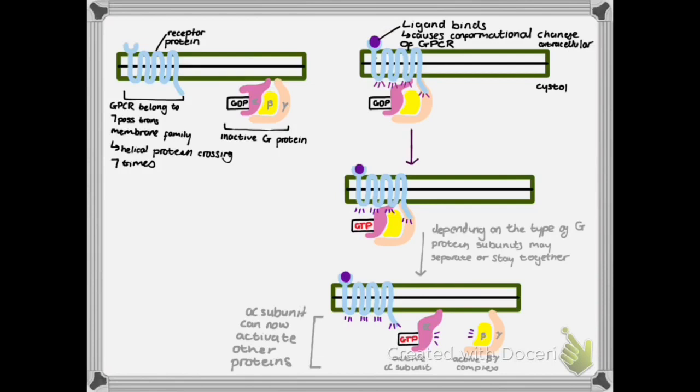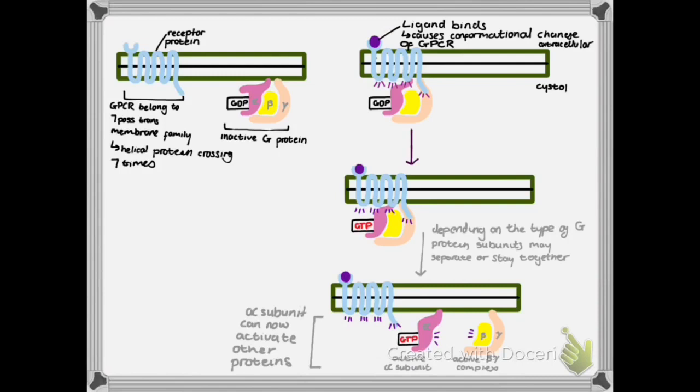And when a ligand binds to that, it causes a conformational change and activates the G protein, which is also near the membrane. So your G protein is made up of 3 subunits. You've got your alpha, beta and gamma subunits, and your alpha unit is associated with the GDP or the GTP molecule. So when it's inactive, it has a GDP on it, and when it's activated, it has the GTP on it. And depending on the type of G protein, the subunits can either stay together or separate apart. So you just have your alpha unit and then your beta-gamma complex.